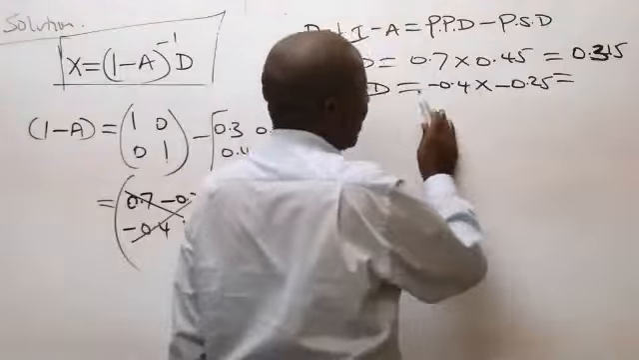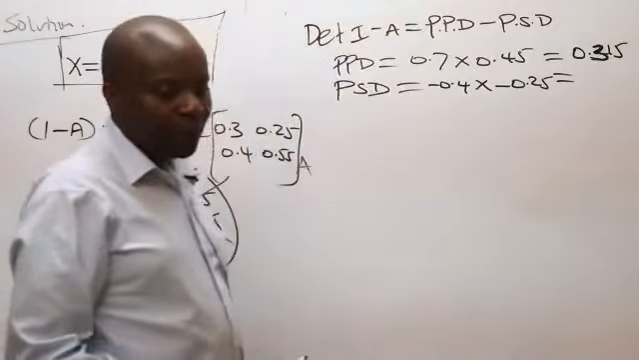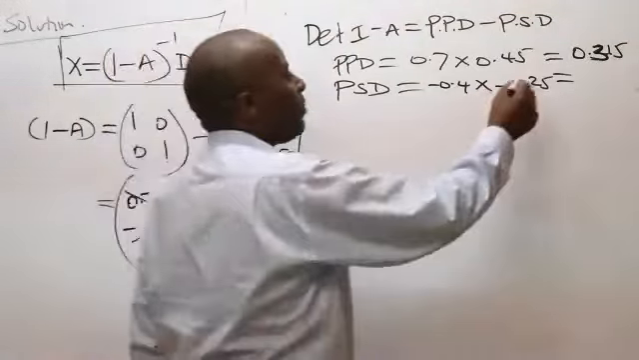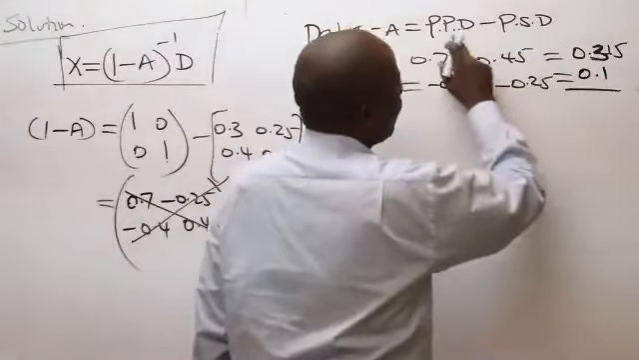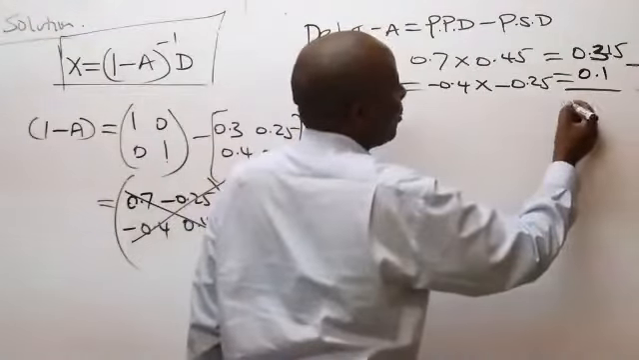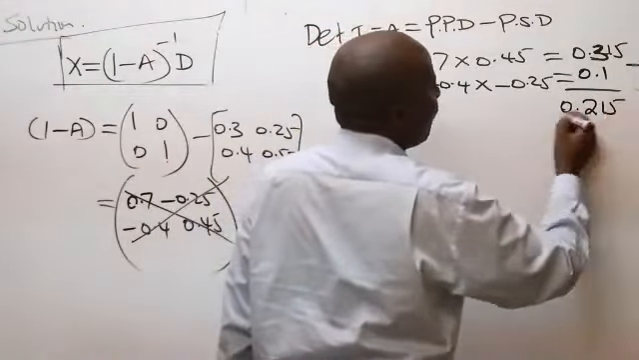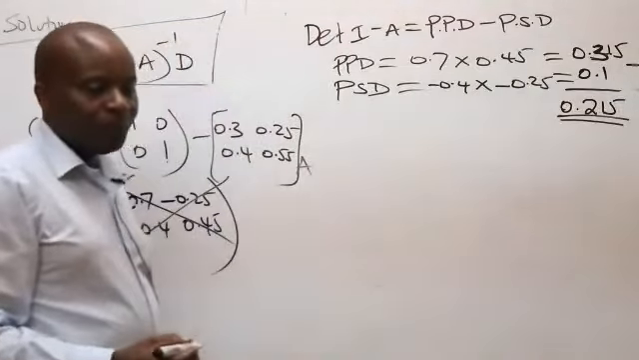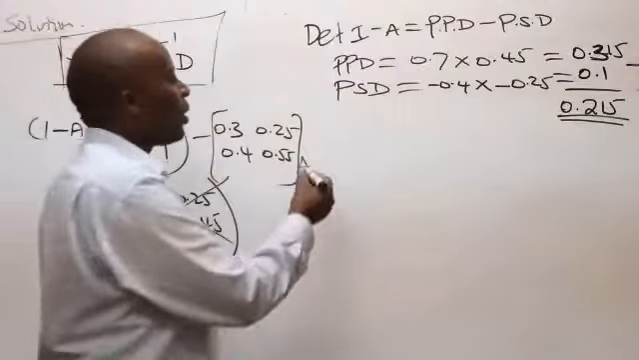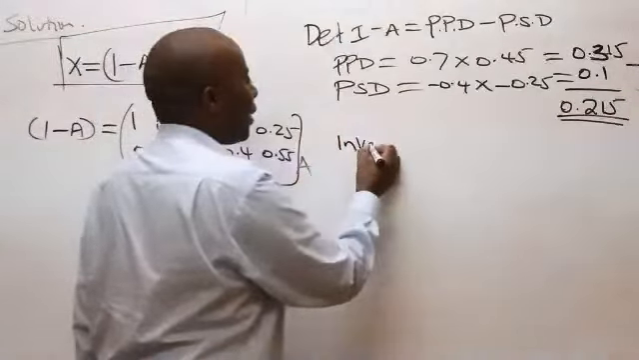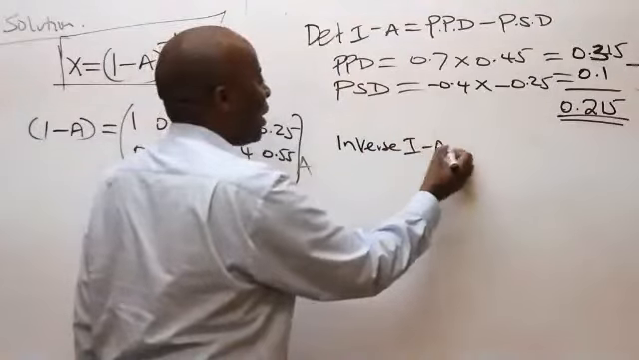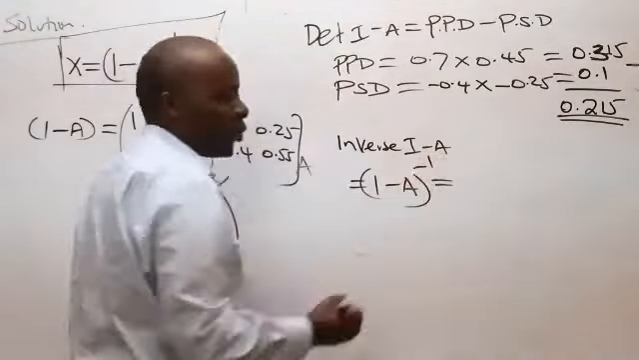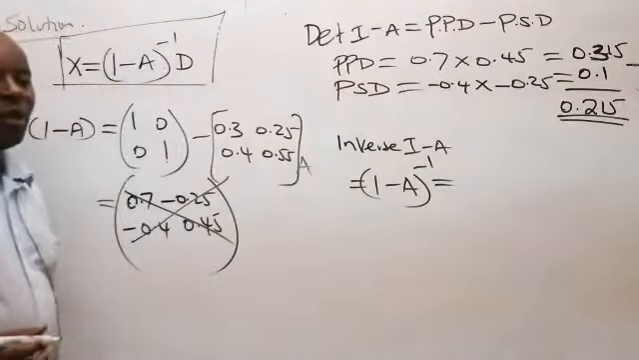How about the product of the secondary diagonal? According to Fatma, it is 0.1. So you're supposed to subtract the two. When you subtract the two, you are getting 0.215 like that. And therefore, the inverse of I minus A, which is written like this, will be equal to who?